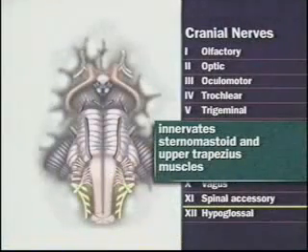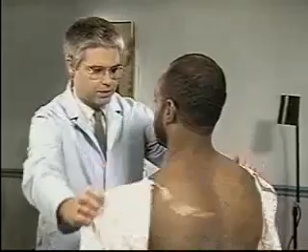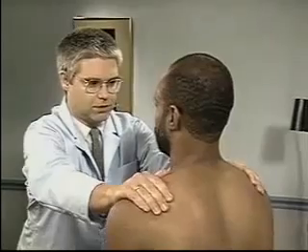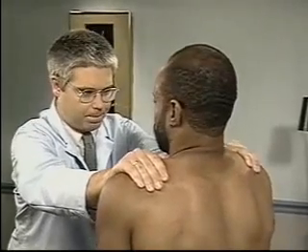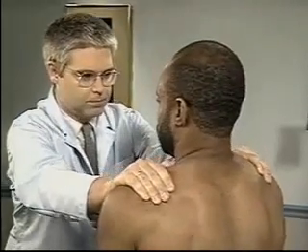Cranial nerve 11, the spinal accessory nerve, innervates the sternomastoid and upper trapezius muscles. I'm going to test the strength of your shoulders. To assess this nerve, ask the patient to shrug his shoulders upward against your hands. I want you to raise your shoulders against resistance. During this maneuver, evaluate the strength and contraction of the trapezius muscles.